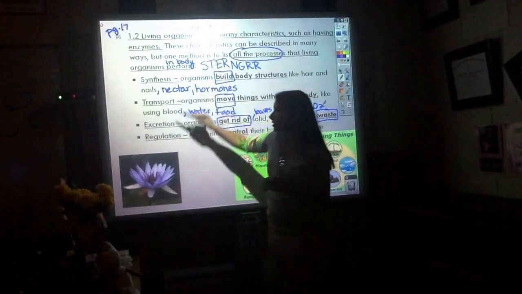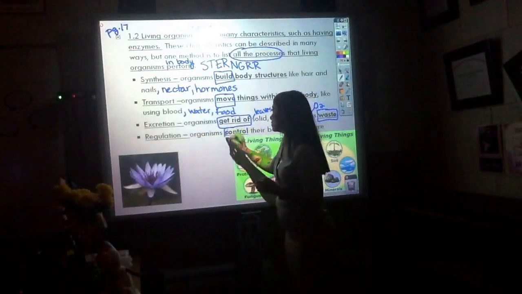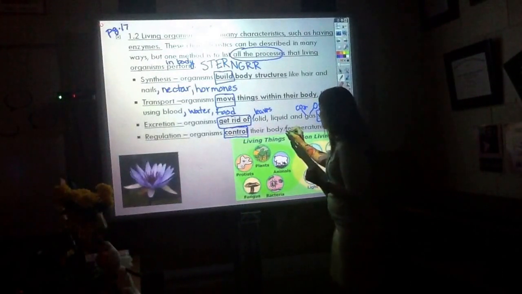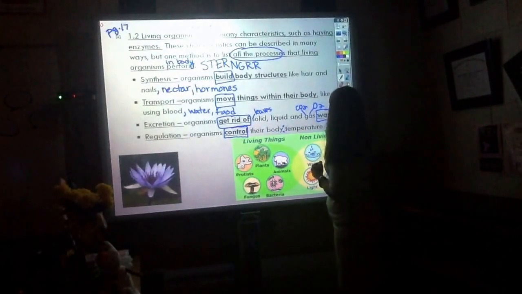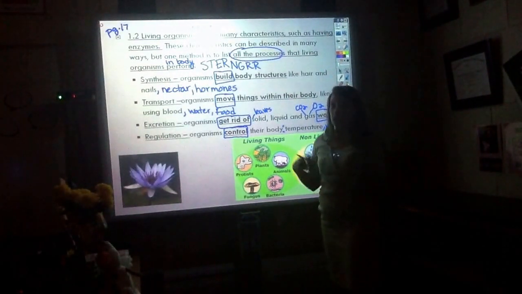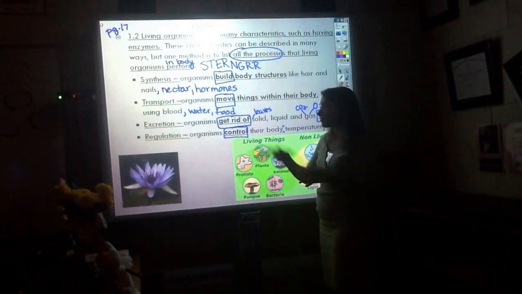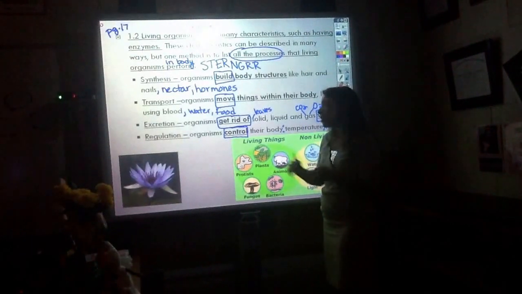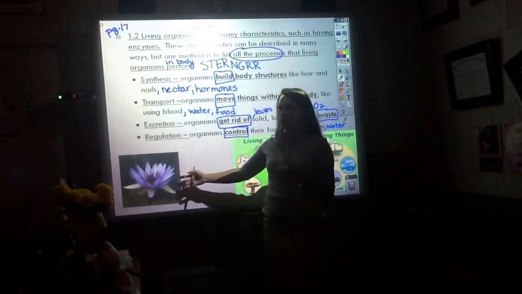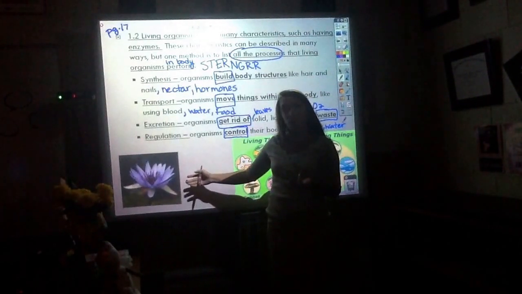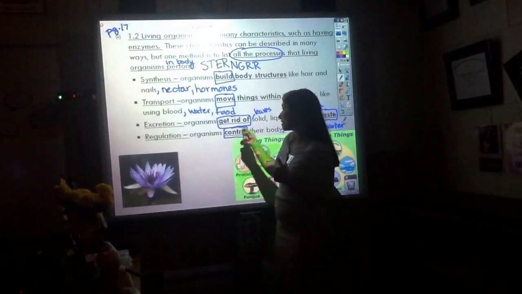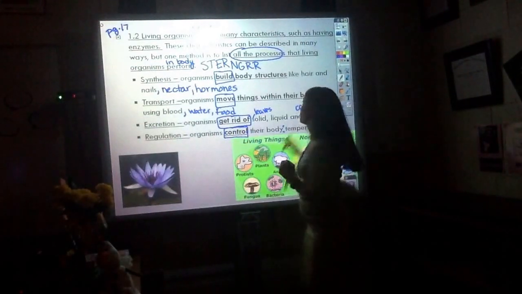The fourth one that we're going to look at is called regulation, and it means to control. Control your body, for example, temperature. It might be how much water your body is having. It might be your responses. So when we talk about regulation, the animal brain really has a lot to do with regulation. But when we talk about plants, when do plants flower? Not very many plants flower in the winter. Most flower in the spring and the summer. And that has to do with the organism controlling their body.